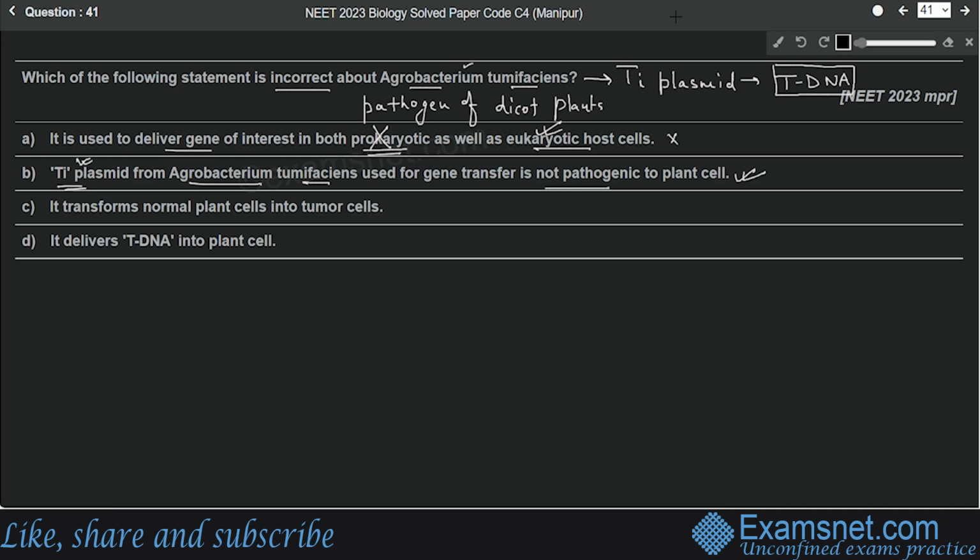Now let's come to the third statement. It says it transforms normal plant cells into the tumor cells. Yes, when it is inserted into the plant cells, this transforms the normal plant cells into the tumor cells, and then it directs these tumor cells to produce the chemicals that are required by the pathogen. Okay. Then the last statement says it delivers tDNA into the plant cell. Yes. So out of 4 statements, only the first statement, option number A, will be incorrect.